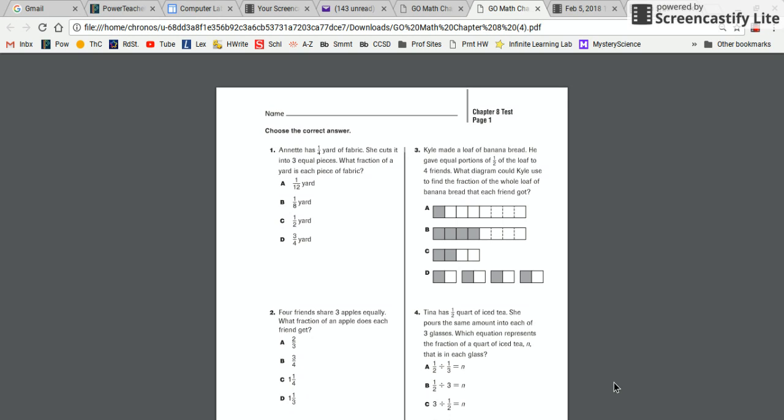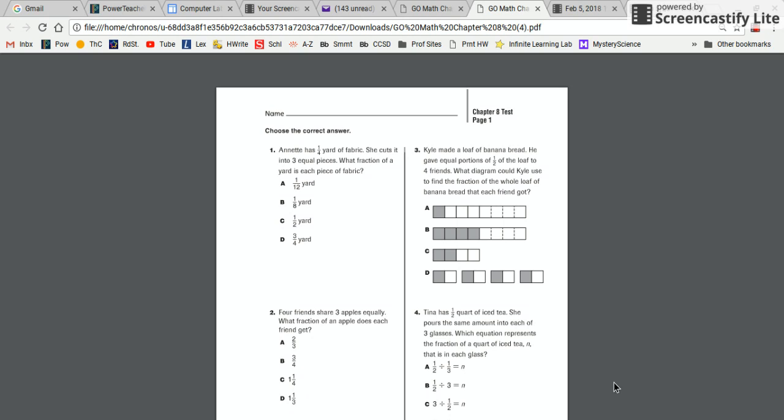Number 2. 4 friends share 3 apples equally. What fraction of an apple does each friend get? A. 2/3. B. 3/4. C. 1 1/4. Or D. 1 1/3.